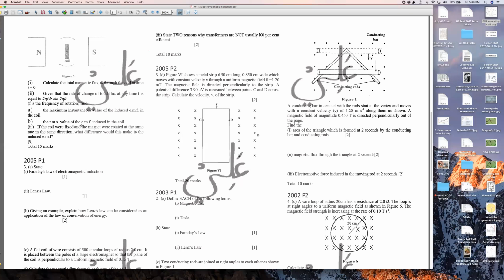All right. RMS value is simply the peak value over root 2, right? RMS, that's a unit 2 objective. RMS is whatever the peak value is divided by root 2.